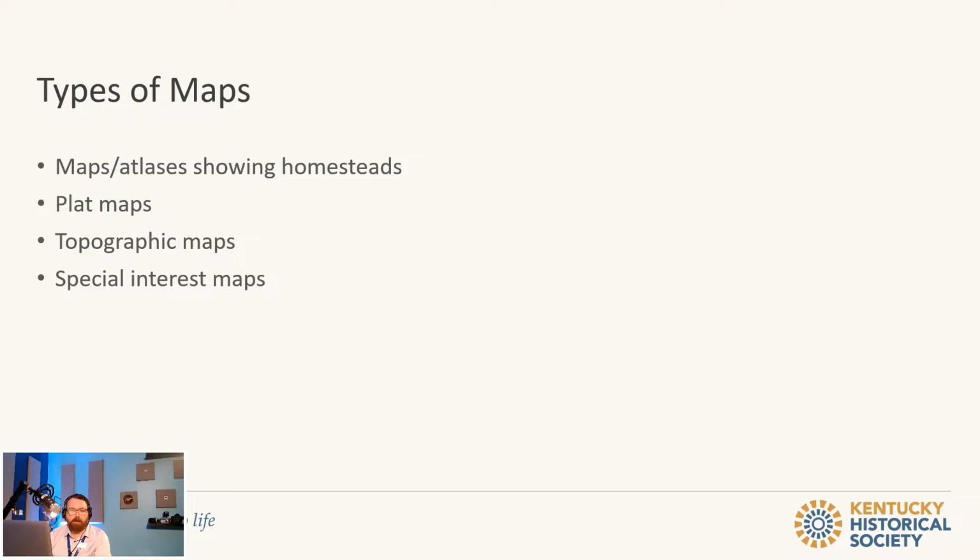And there's also plat maps. There's topographic maps. And then there's also the special interest maps, which are the ones I was alluding to at the start that I found in a book I own, and always thought were interesting, just for the information they provide.